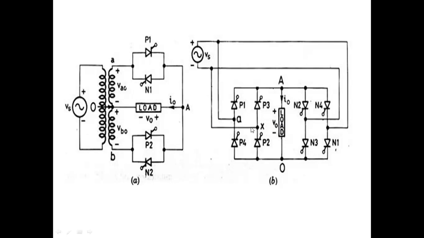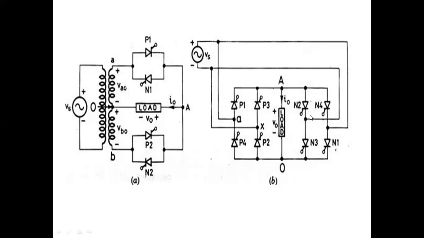When P1, P2 are on, if you give firing pulse to P1, P2. Now I am forcibly switching off this P1 and P2. Now P1, P2 are off. Now I'll give firing pulse to N1, N2. When P1, P2 are on, what is the current direction in the load? Downward. Remember this. When P1, P2 are on, the current direction is downward. Now see, I will switch off P1, P2. I'll give firing pulse to N1, N2.